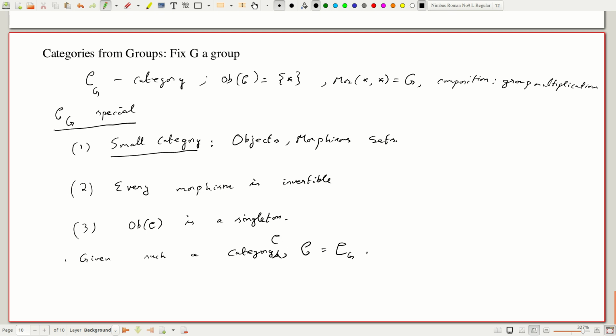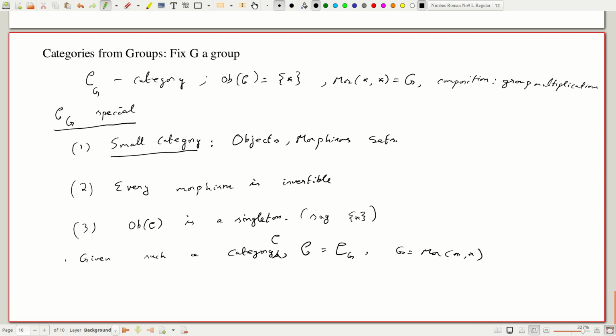is CG, where G is in fact morphisms of star star. Star star is the unique object. Okay, so this construction is fully reversible. Suppose I'm given a small category where every morphism is invertible and objects are a singleton. So let's say the object is going to be called star.